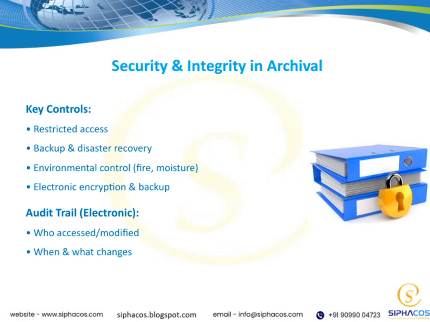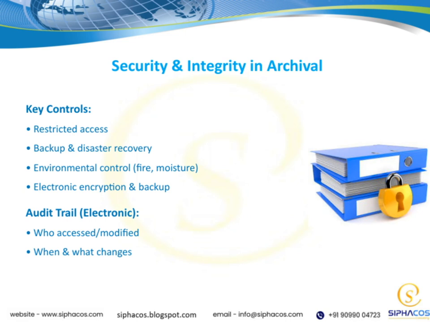Next, we have backup and disaster recovery plans. These are essential to safeguard against data loss due to hardware failures, accidents, or disasters. Regular backups ensure that our information can be restored quickly if needed. Environmental control is another critical aspect. Things like fire prevention and moisture control help preserve physical records and prevent deterioration over time. Protecting the physical environment is just as important as digital safeguards.